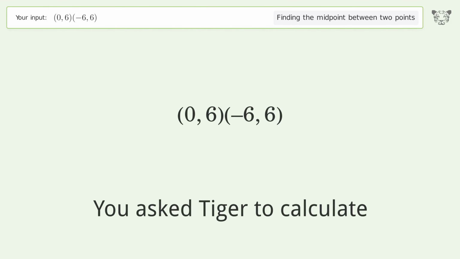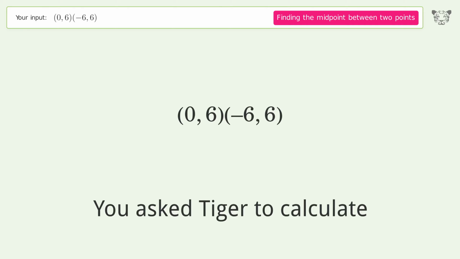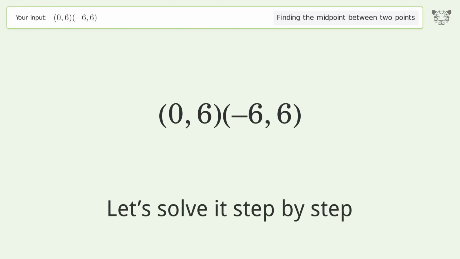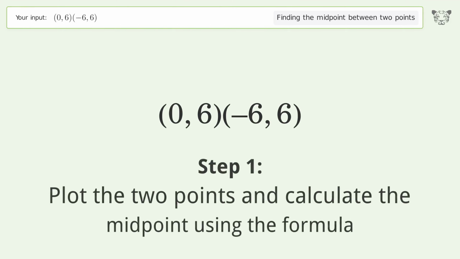You ask Tiger to calculate. This deals with finding the midpoint between 2 points. The midpoint between the 2 points is -3,6. Let's solve it step by step. Plot the 2 points and calculate the midpoint using the formula.